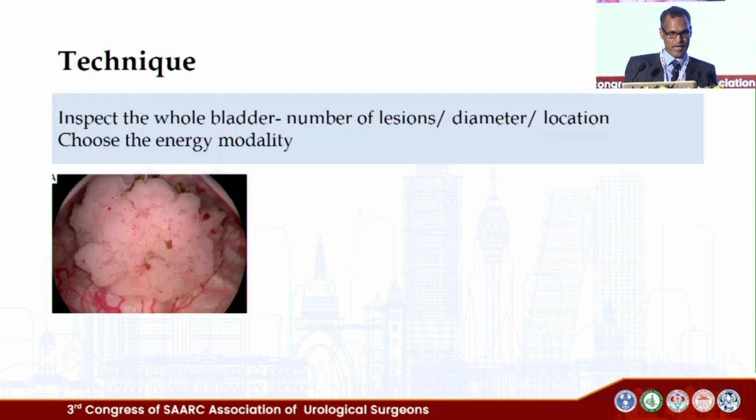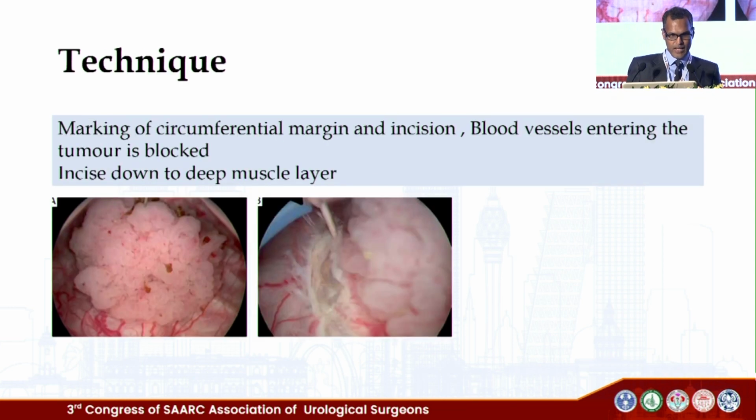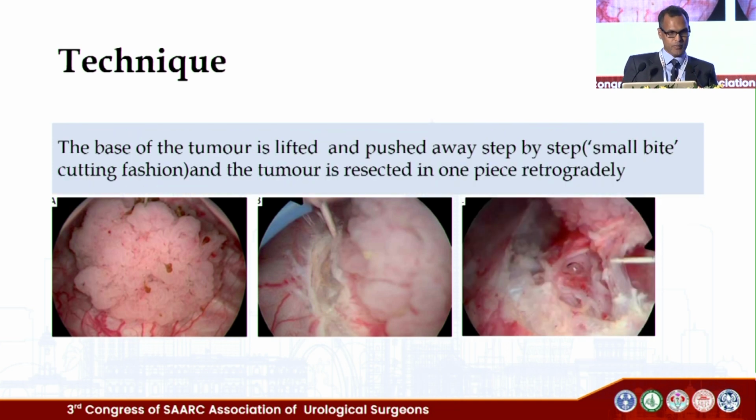The technique involves, as usual, inspection of the whole bladder to look for the number of lesions, diameter, and location, and choosing the energy modality, and marking the circumferential margin and incision 0.5 to 1 centimeter away from the macroscopic tumor margin. Blood vessels entering the tumor are blocked and the incision goes down to the deep muscular layer. The base of the tumor is lifted and pushed away step by step, and the tumor is resected in one piece in a retrograde fashion, rather than the conventional TURBT which involves antegrade motion.